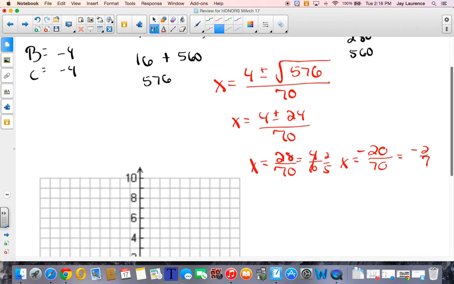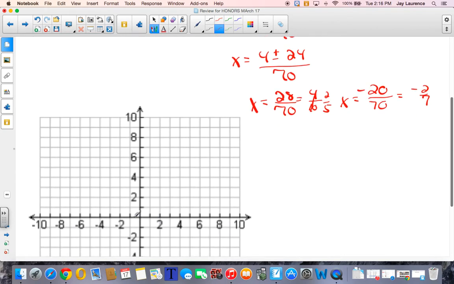So my zeros are going to occur at negative 2/7, so right around there, and then 2/5, which is a little bit less than halfway. All right, now I can't just stick 0 in. I've got to go find the vertex. So to find the vertex, I'm going to need the negative of b over 2a, which is 70, which is 1/35. Wow, that's very strange.